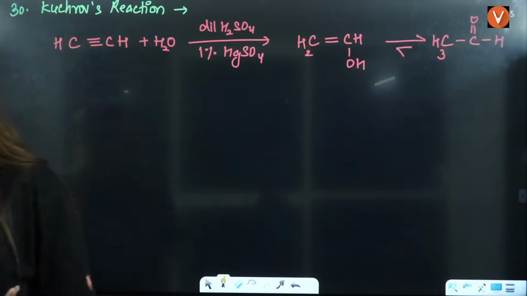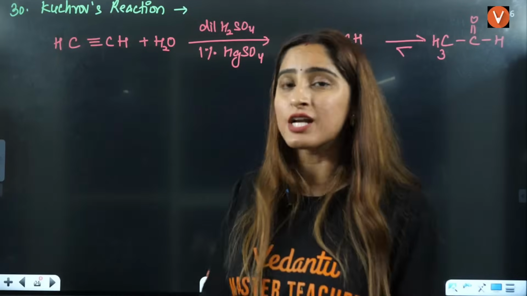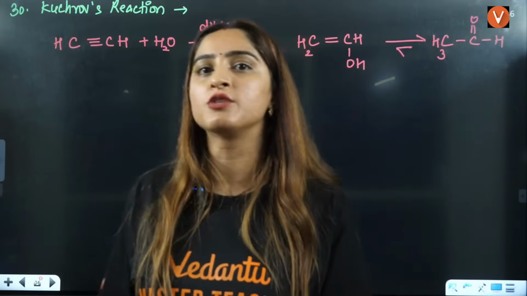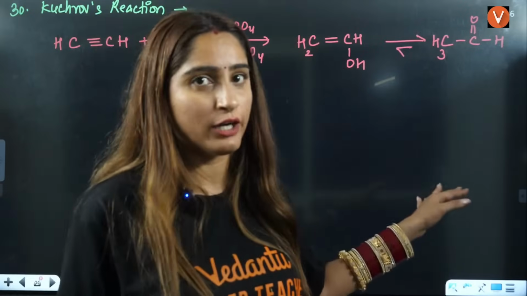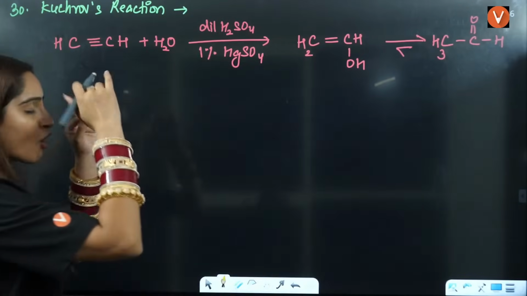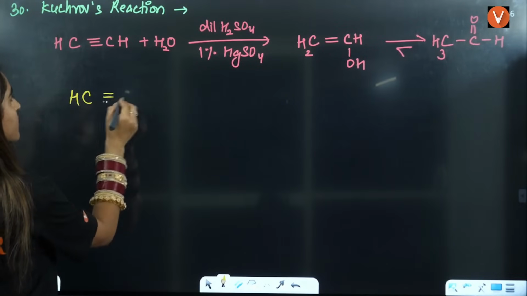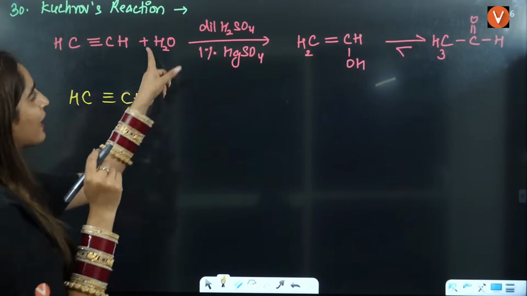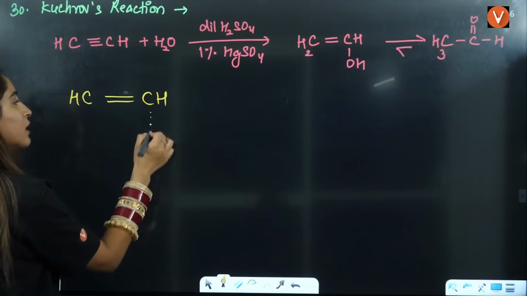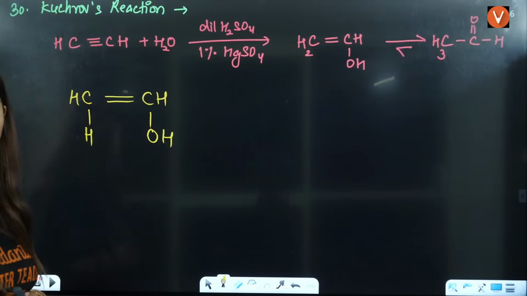Now, only that student will be able to do the Kucherov reaction who knows tautomerism. Okay, that's why I told you in between I have to tell you what is rearrangement, how you do rearrangement of carbocation. That also I'll tell you at the end of the lecture. Right. So here you have the Kucherov reaction. Exactly what you do here, this is CH, this is a triple bond, this is CH. When you add H2O, what will happen? One pi bond will break here and at one point you will have OH, at the other point you will have H. Right, this will be formed.